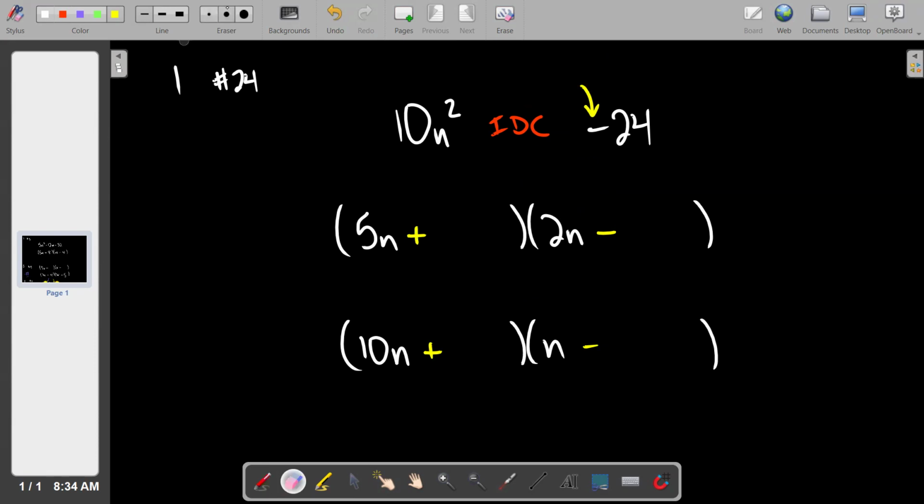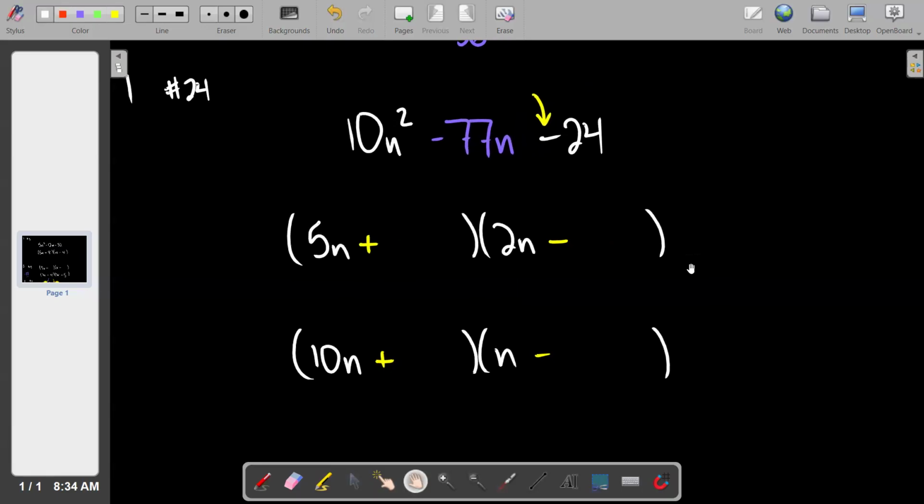This is the part where I essentially turn the steering wheel over to you and I say, okay, what we need in the middle is negative 77. What I like to do is write, off to the side, a list of all the numbers that could multiply to make 24. That is a 1 and a 24, a 24 and a 1, a 2 and a 12, a 12 and a 2, a 3 and an 8, an 8 and a 3, a 4 and a 6, and a 6 and a 4. So those are all the factor pairs.